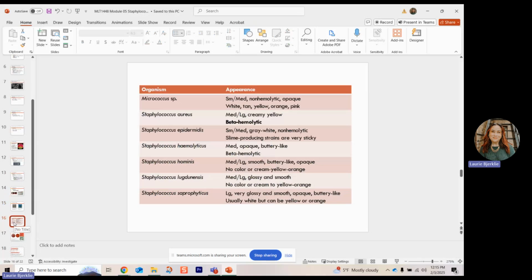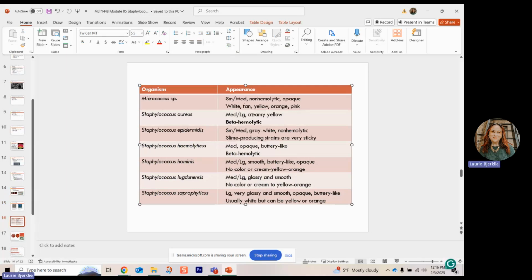Now, hemolysis, some will have hemolysis, some won't. So starting up here, Micrococcus, this one can be a lot of different colors. It can even be an orangey, a pinky, tan. So it can have quite a few different colors, depending on what Micrococcus is there. But again, typically contamination, but it's still important to know how it looks on an agar plate to separate it from something else. Staph aureus is medium to large, creamy colonies.